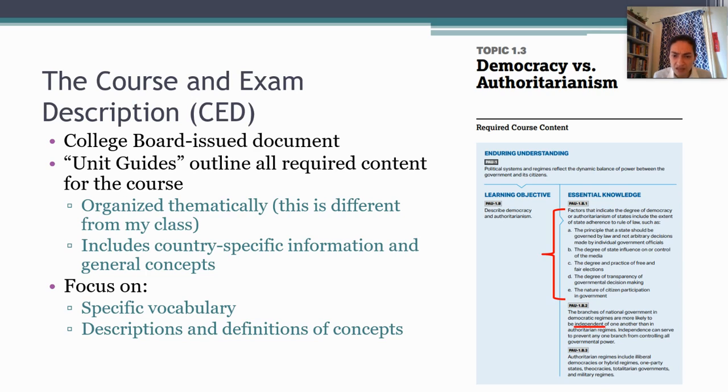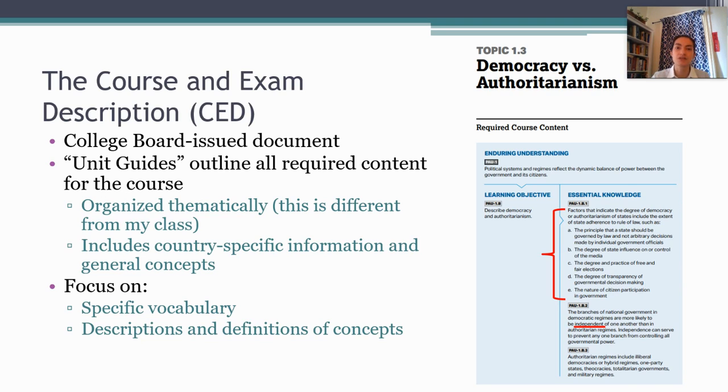I also want to pay attention to basically anything else that seems like a definitive statement about, in this case, democracy or authoritarianism, right? So further down here, it's telling me that in a more democratic regime, I'm more likely to have independence between different branches of government.